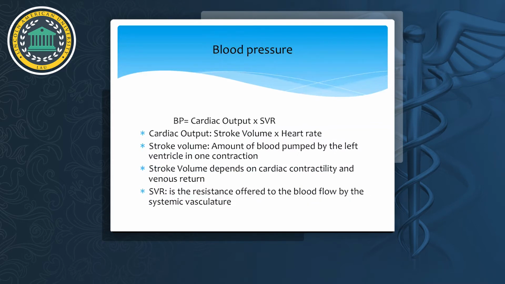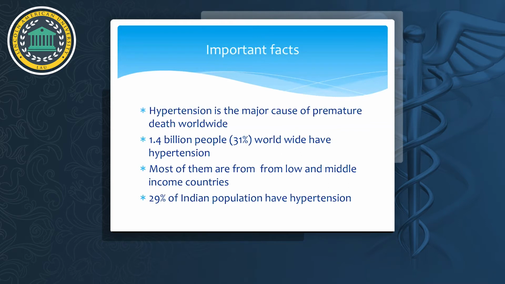What's blood pressure? I'll just give you a little bit of idea about it. Blood pressure is cardiac output times systemic vascular resistance. And cardiac output is stroke volume times heart rate. I would just want to ask, what do you think, what is stroke volume? If anybody is reading physiology these days, what is stroke volume?